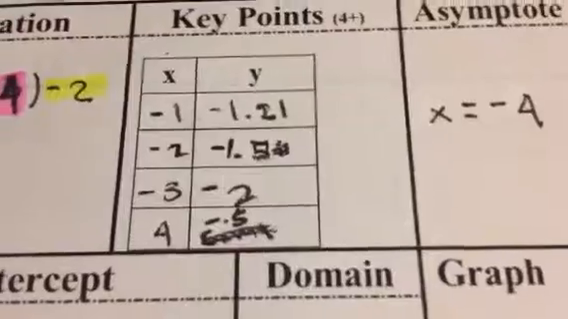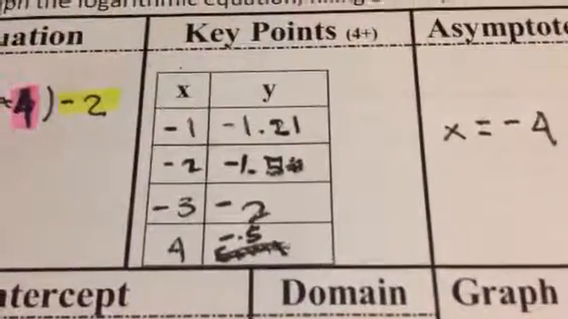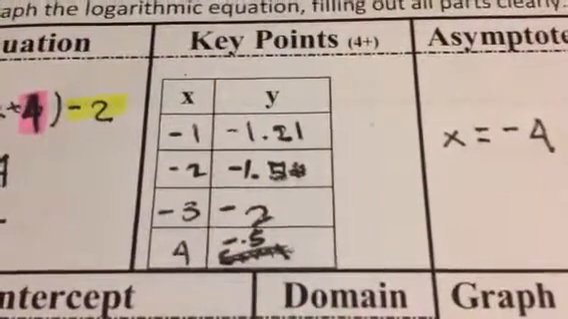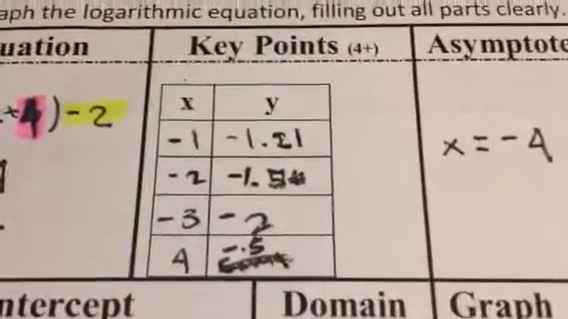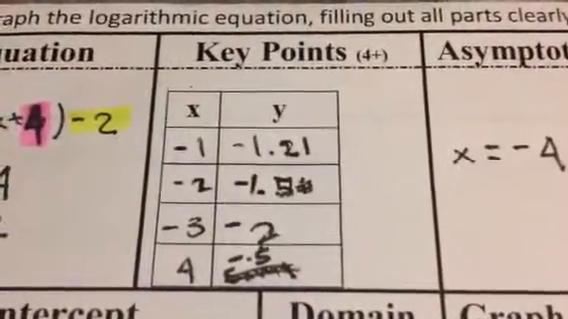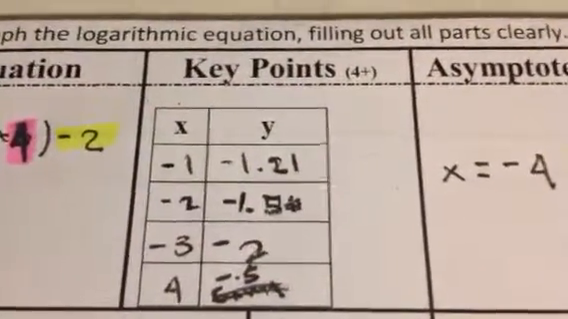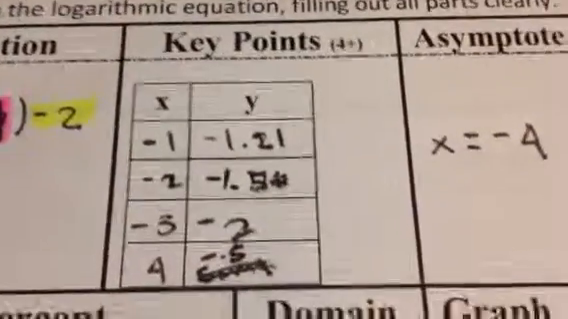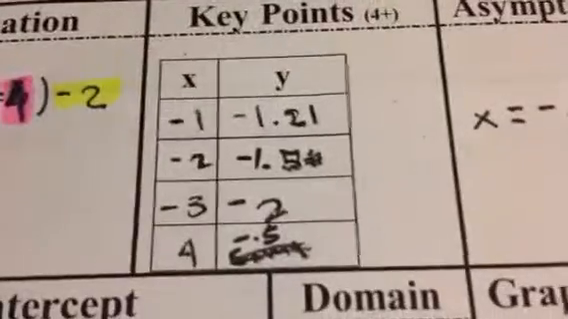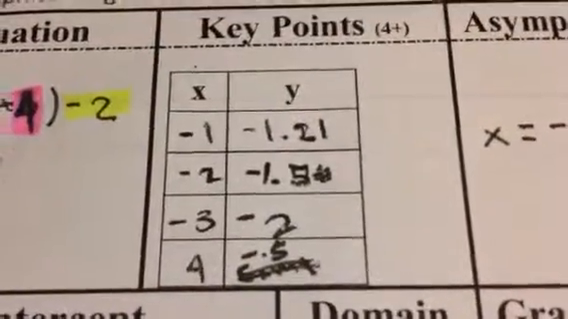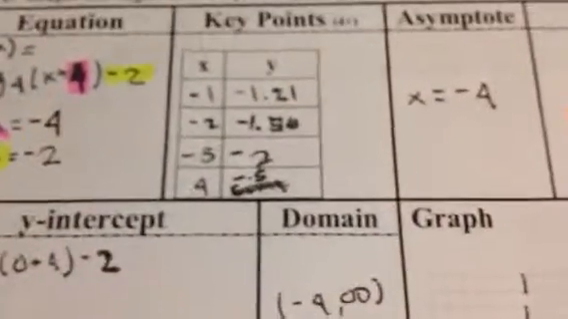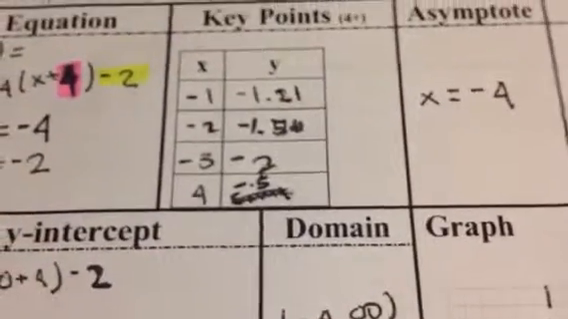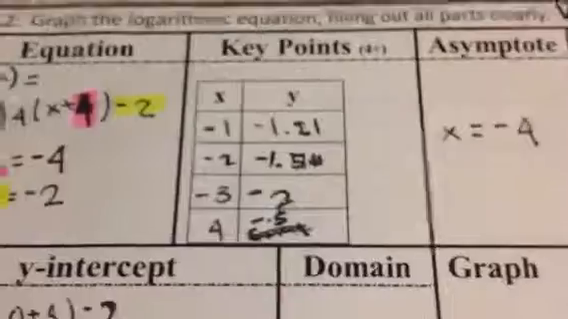You plug that into your graphing calculator as log of (negative 1 plus 4) over log 4, minus 2, and this is the answer you get. You do that for all these x's, and these should be your points. You can use any points, by the way, as long as it's not negative 4, because that's the asymptote and the graph does not touch the asymptote.